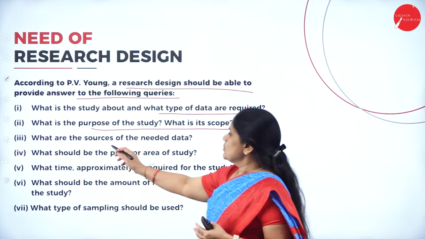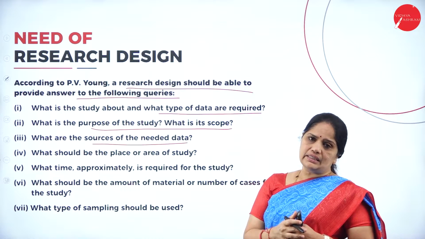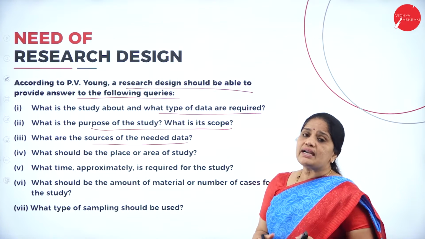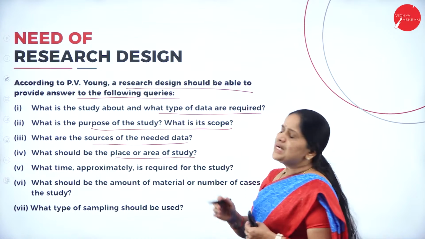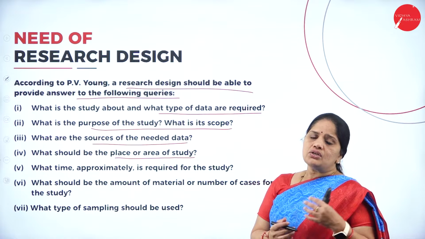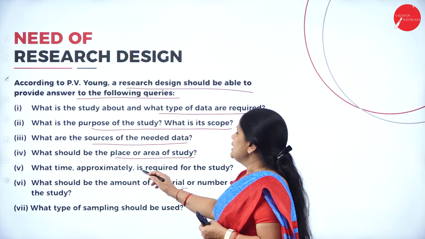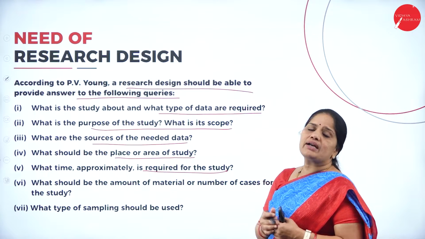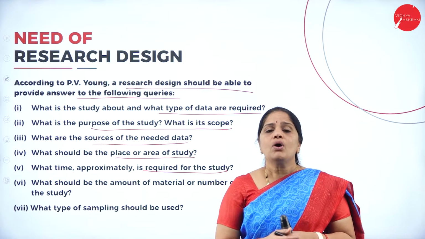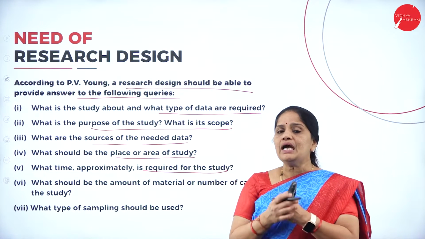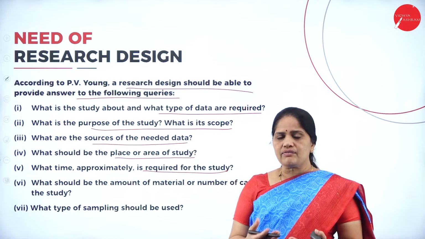Then, what are the sources of the needed data? From where are you getting the needed data? So, we have to identify the sources of the needed data and what should be the place or area of study, which place you are doing the study and what is the geographical area, what time approximately is required for the study. So, in the research design, you should mention what is the time period for which you will be undertaking the research, whether it is for 1 year, 2 years, 3 years, 5 years.